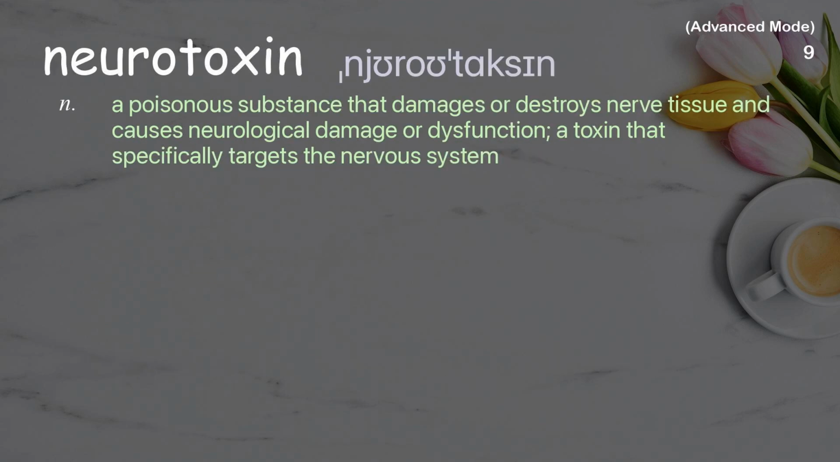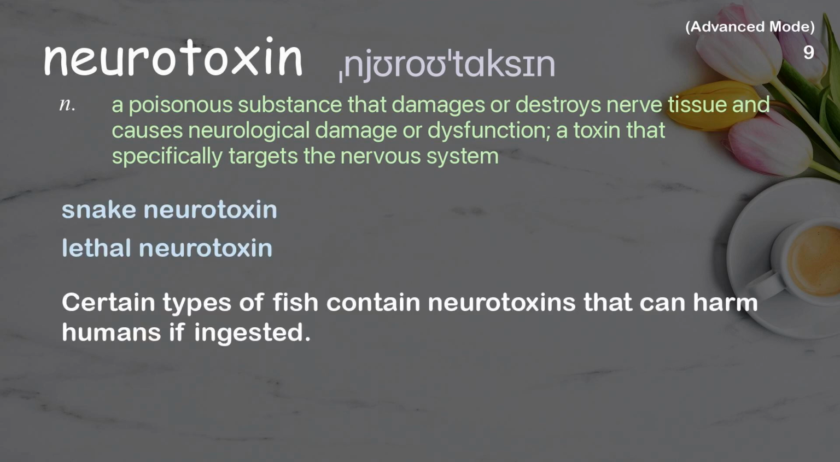Neurotoxin. A poisonous substance that damages or destroys nerve tissue and causes neurological damage or dysfunction. A toxin that specifically targets the nervous system. Examples: Snake neurotoxin, lethal neurotoxin. Certain types of fish contain neurotoxins that can harm humans if ingested.